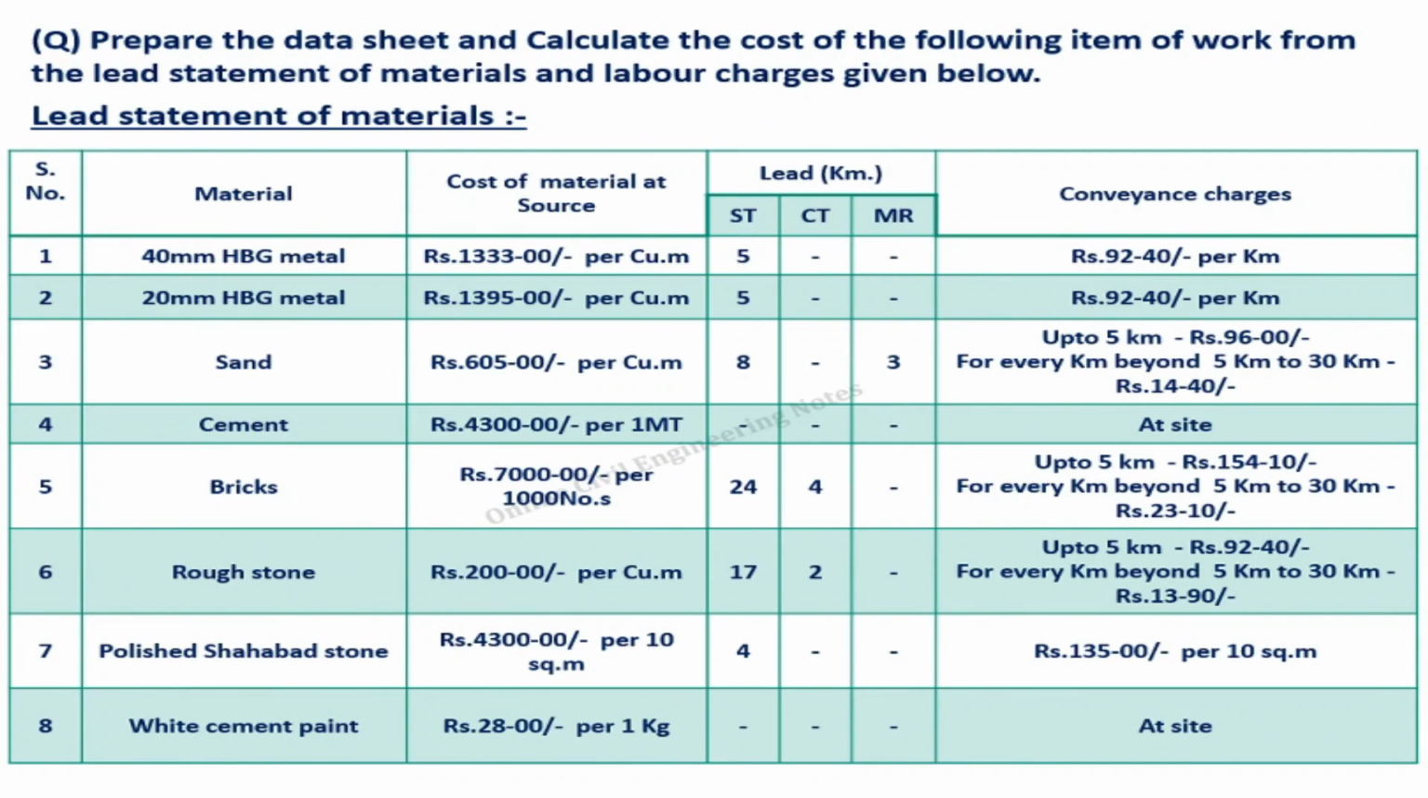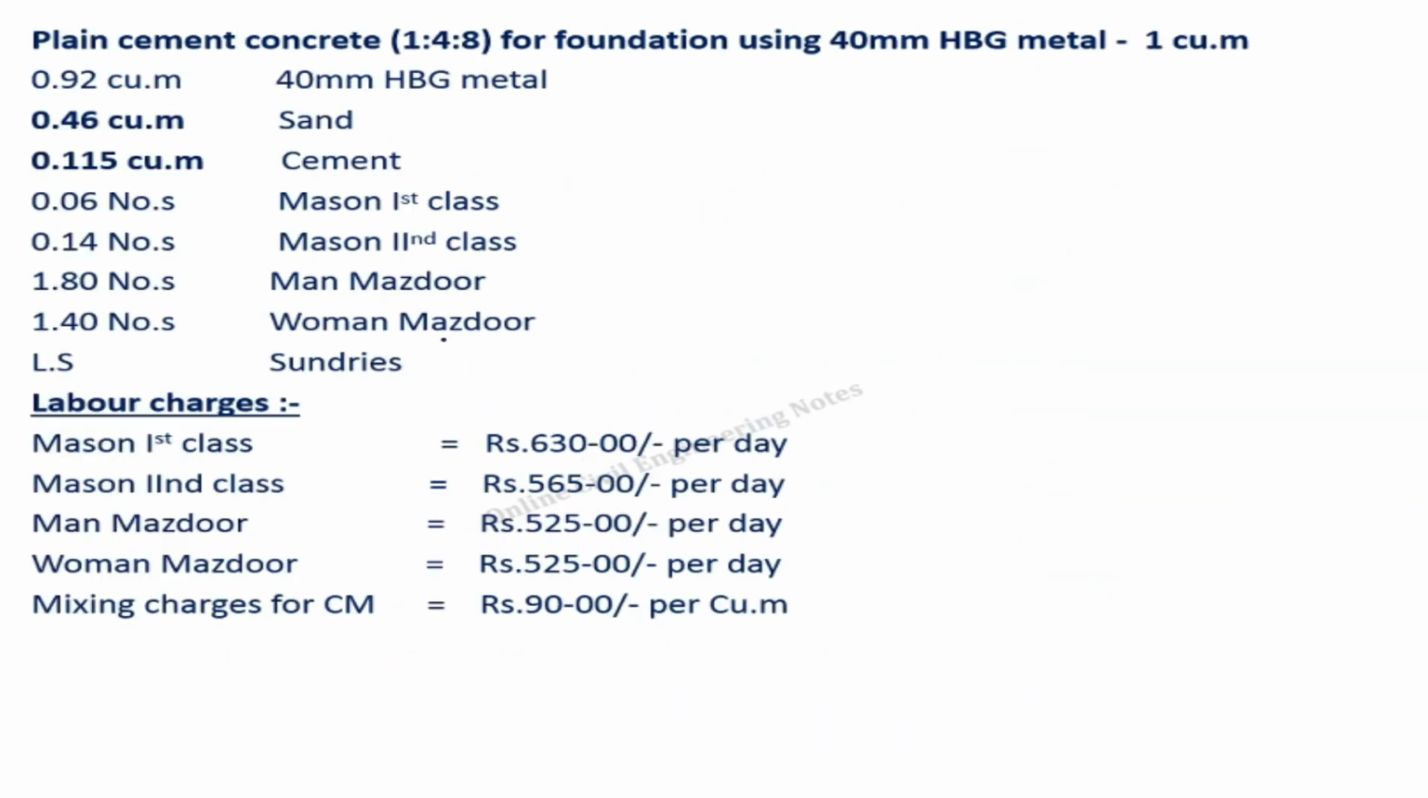Prepare the data sheet and calculate the cost of the following item of work from the lead statement of materials and labor charges given below. Different materials and their cost at source are given, and the distances and conveyance charges are also given. We have to find the plain cement concrete 1:4:8 for foundation using 40 mm HBG metal, cost per 1 cubic meter. Data is given here and labor charges are also given.